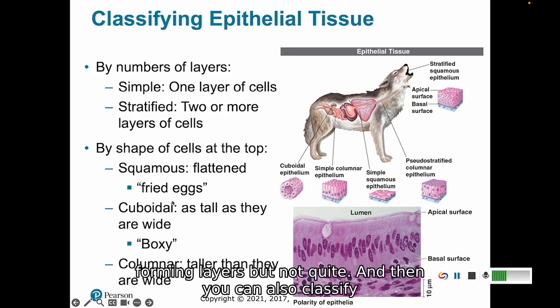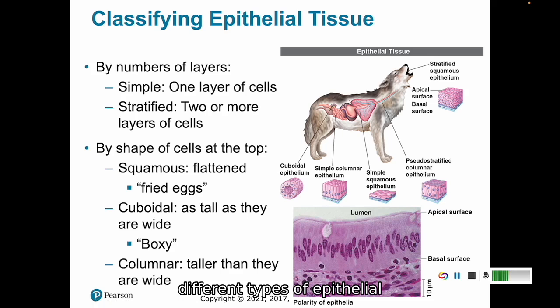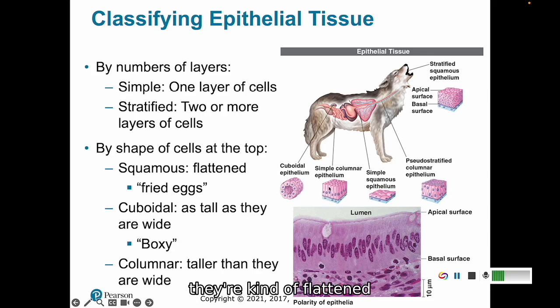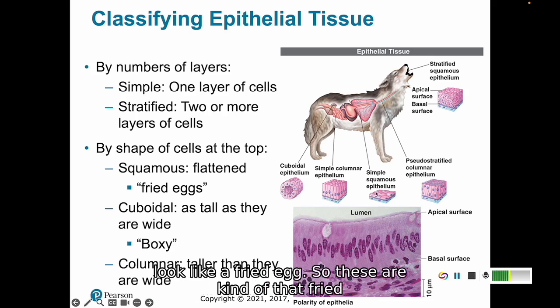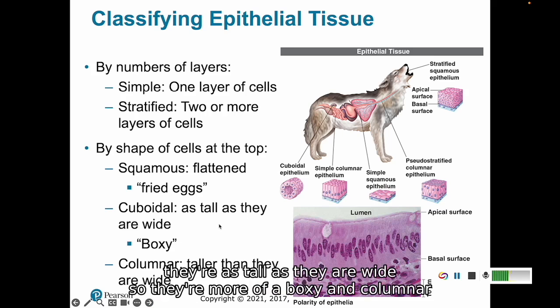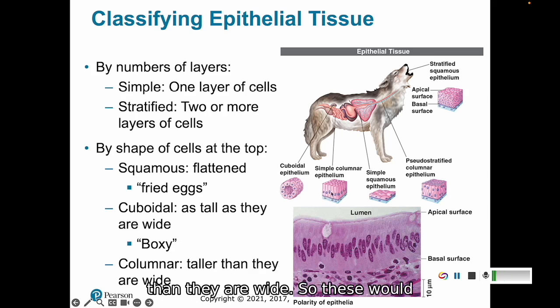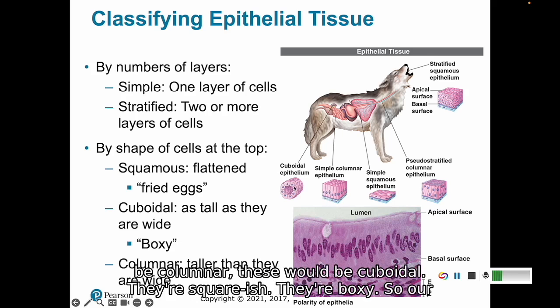And then you can also classify different types of epithelial tissue by what shape the cells are. So squamous means they're kind of flattened, look like a fried egg. So these are kind of that fried egg look. Cuboidal means they're as tall as they are wide, so they're more of a boxy. And columnar means they form tall columns. They're taller than they are wide. So these would be columnar. These would be cuboidal. They're square-ish. They're boxy.